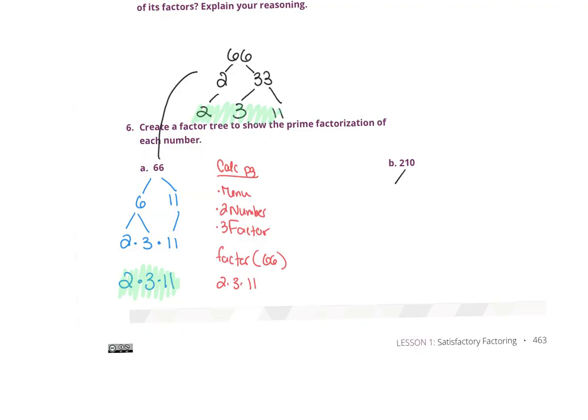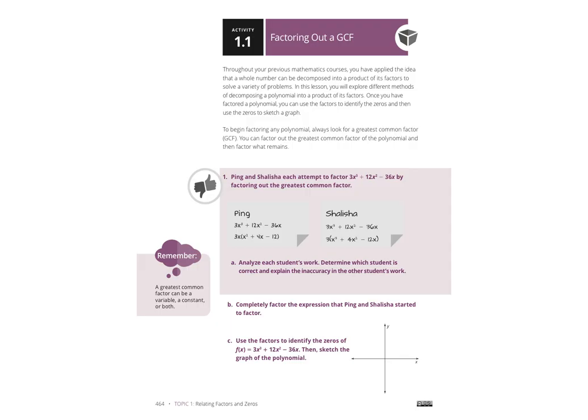So let's try 210 without the calculator. For me the easiest would be 21 and 10. 21 is 7 and a 3. 10 is a 2 times a 5. And if I look, 7, 3, 2, and 5 are all prime. So my prime factorization in order would be 2 times 3 times 5 times 7. And if you use our calculator, you get the exact same answer. So we're going to go to the next page.